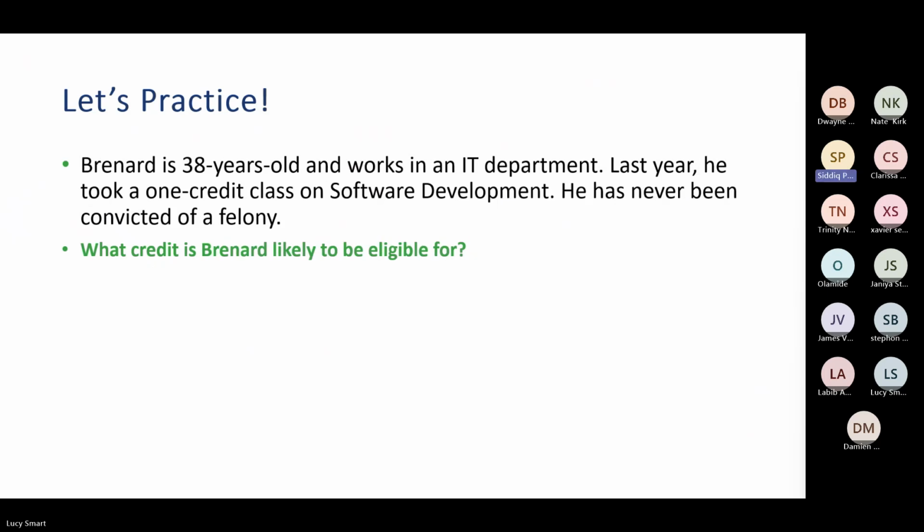Okay, and on to the next one. Bernard is 38 years old and works in an IT department. Last year, he took a one credit class on software development and has never been convicted of a felony. What credit is Bernard likely to be eligible for? And just drop it in the chat.